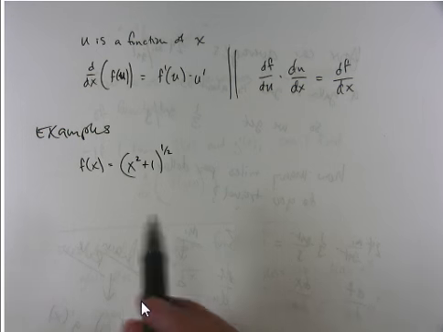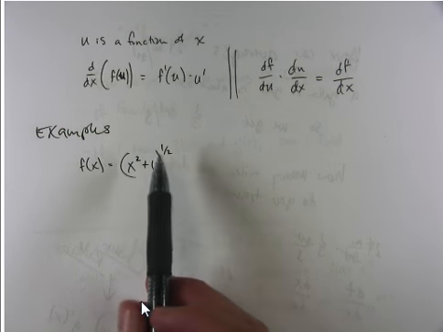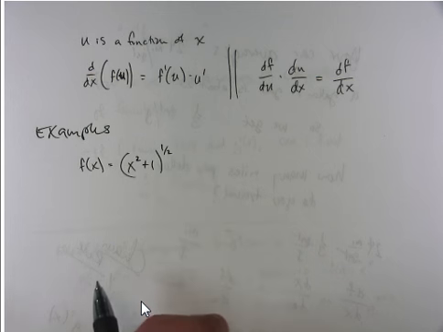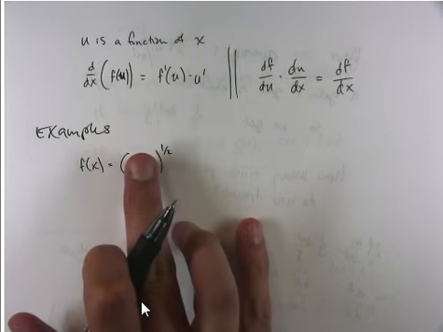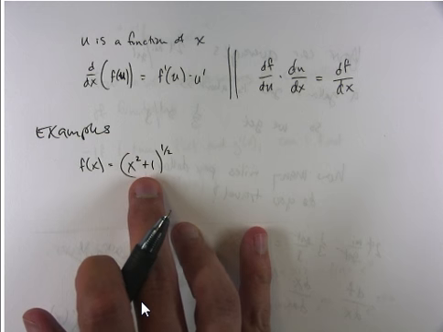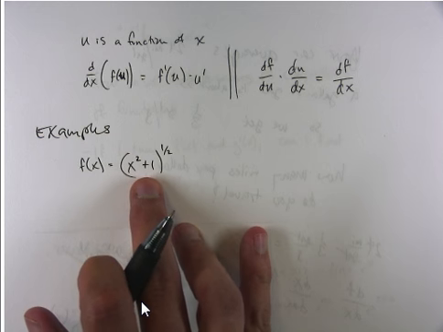So here's a function, the quantity x squared plus 1 raised to the 1/2 power. It's a composite function. Notice the outside function is something to the 1/2, and the inside function is x squared plus 1.